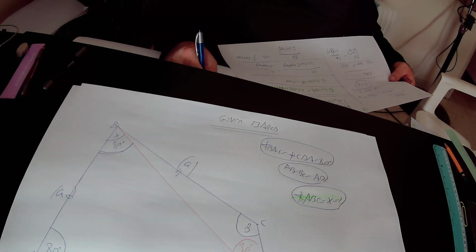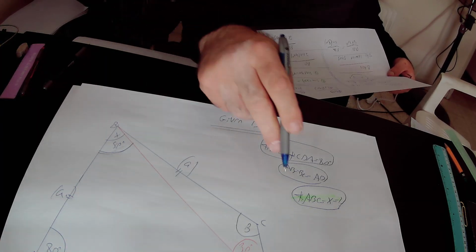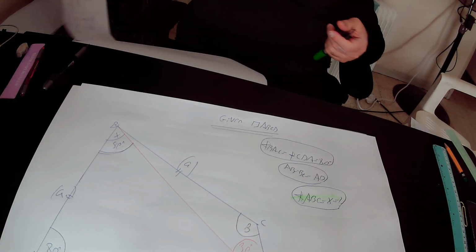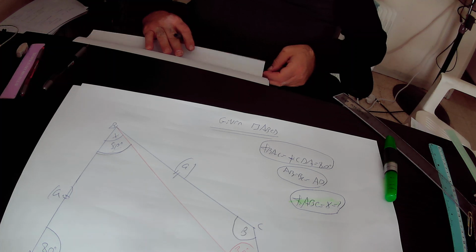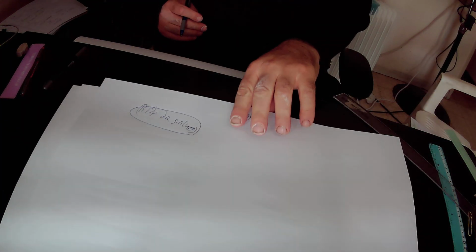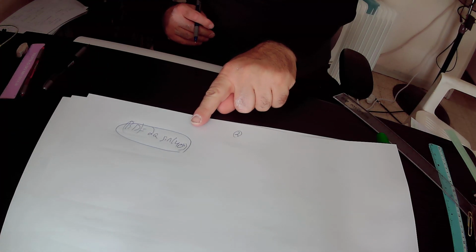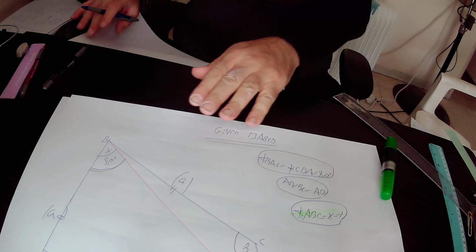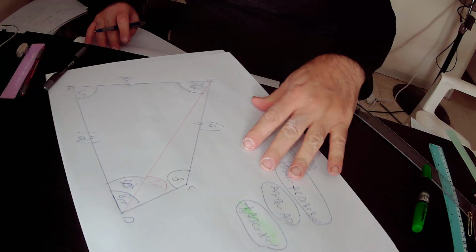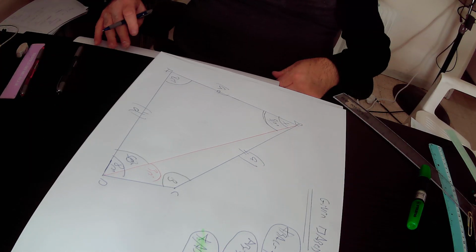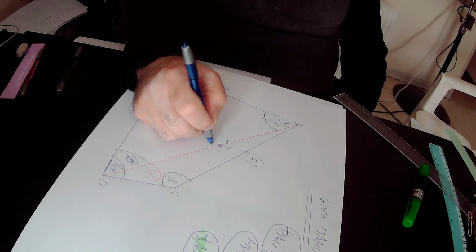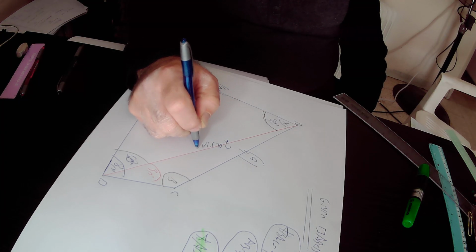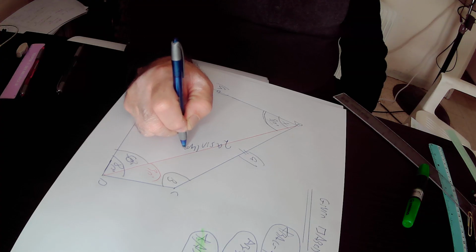Repeat again, this is the missing side BD, and it equals 2A times sin 40 degrees. So I write it down: side BD, the red line, equals 2A times sin 40 degrees in its length.